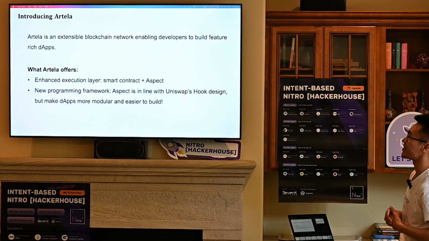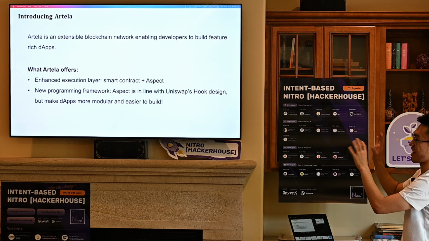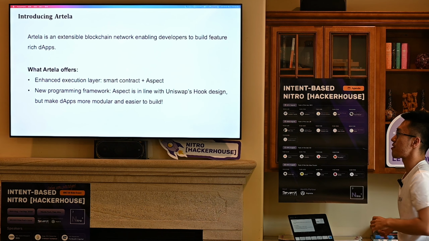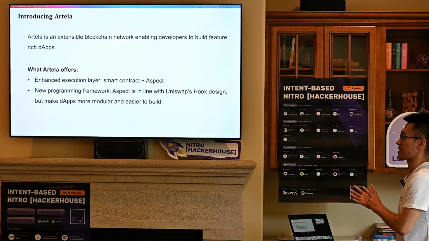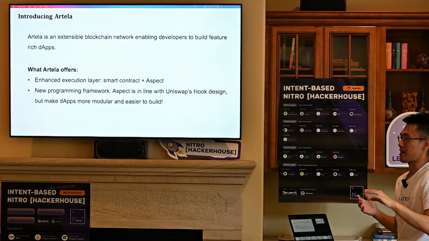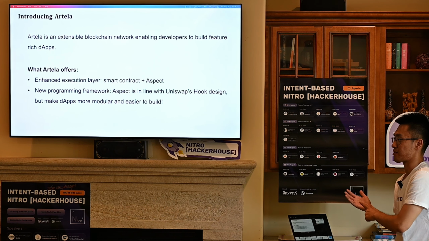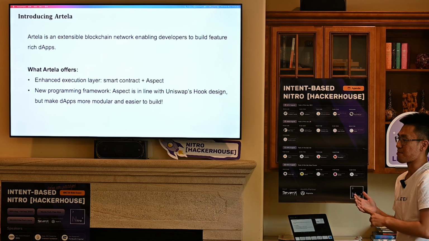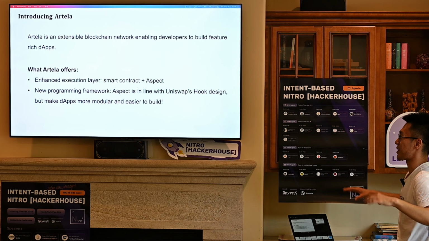It's a layer 1, an extensible blockchain that enables developers to build feature-rich dApps. It's general and abstract. What Atala offers, first, is two enhanced execution layers: EVM for smart contracts, just like Ethereum, where we keep the data structure of Ethereum, but we also have another layer, Wasm. So we have an EVM plus Wasm design in one blockchain, with two VMs.